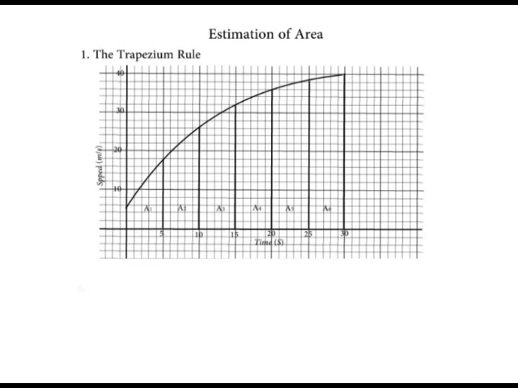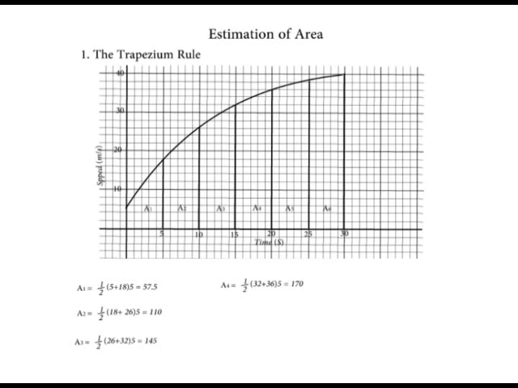Area of the first trapezium, A1, will be given by a half (A plus B) times height, that is a half times (5 plus 18) times 5. That gives us 57.5. A2, a half into (18 plus 26) times 5 gives us 110. Third area, a half into (26 plus 32) times 5 gives us 145. A4, a half into (32 plus 36) times 5 gives us 170.